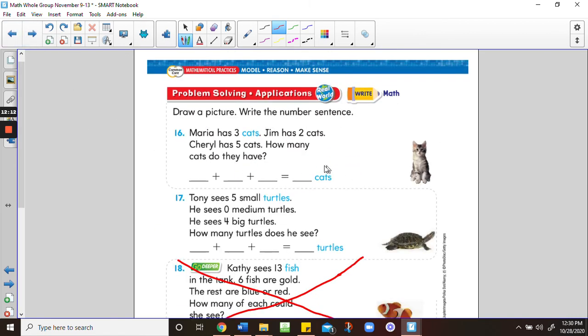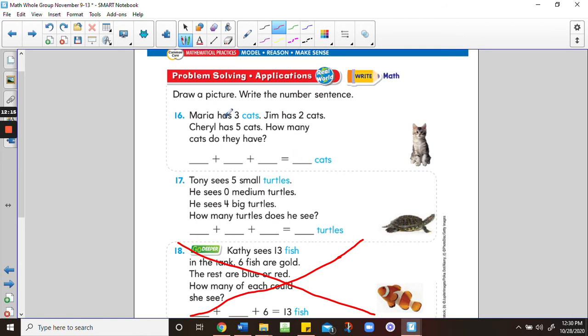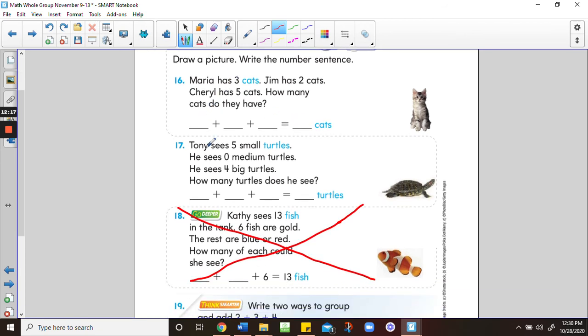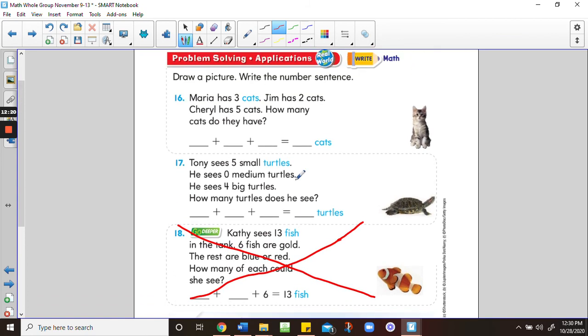On the next page, there are word problems. I'm going to read them to you. We're going to skip number 18. Maria has 3 cats. Jim has 2 cats. Cheryl has 5 cats. How many cats do they have? So we're adding them together. 3, because Maria has 3. Jim has 2. Cheryl has 5. Go ahead and pause the video. Try to figure out that, and then unpause it to see if you're right.